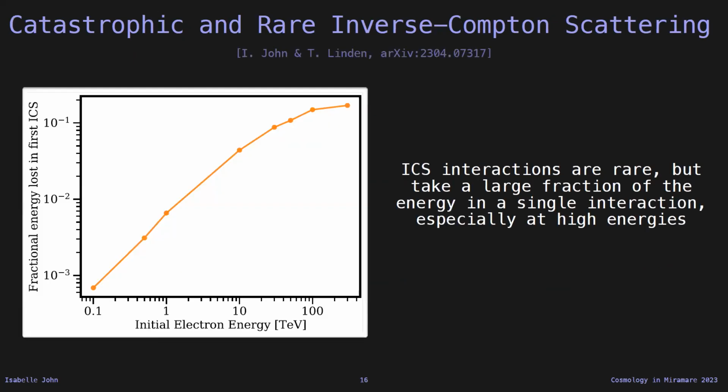In this plot, I want to point out again that energy losses are very large in the first interaction. For, let's say, a 100 TeV electron, we get around 10% energy loss. So we can see that inverse Compton scattering energy losses happen rarely, and once they happen, they take a very large fraction of energy away, which becomes more important now when you look at the dark matter signal.